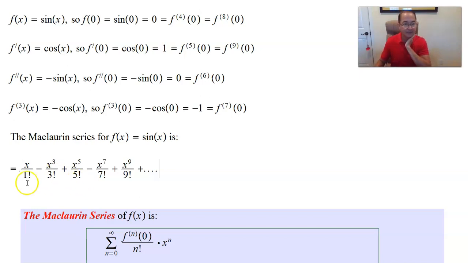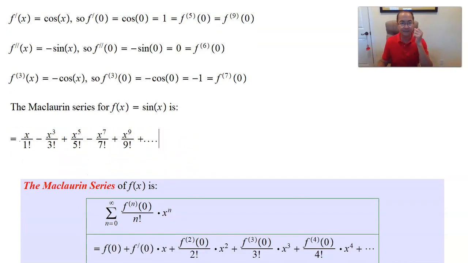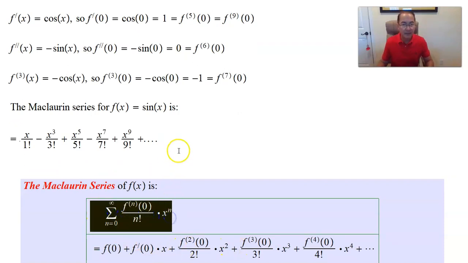So what's the pattern here? 1, 3, 5, 7, 9. Odd numbers, odd integers. But we have plus, minus, plus, minus, plus, minus. Okay, so it's going to be alternating. Okay, so let's start thinking about this.